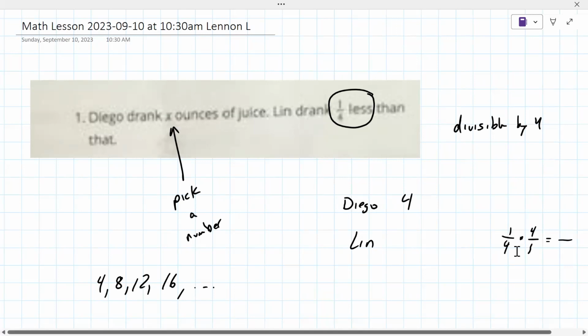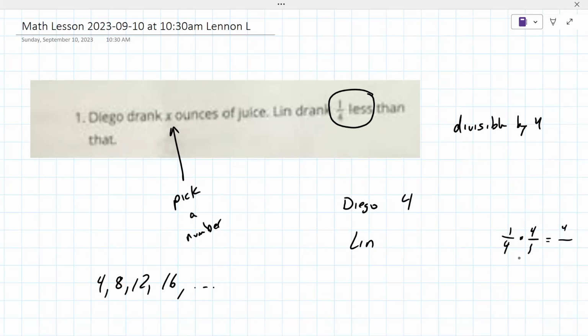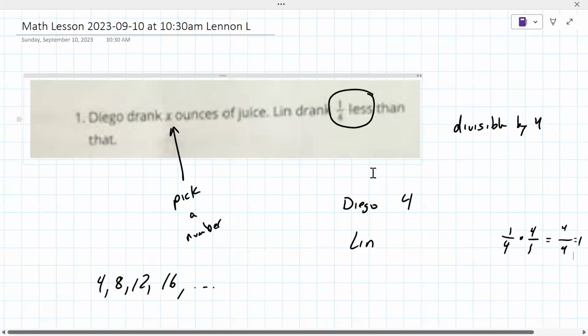Right. So you multiply the tops, you multiply the bottoms. Would it just be 1? It's 4/4, which is 1, but that's how much less. So if Diego drank 4, how much did Lynn drink? 4? Wait. Diego drank 4. Lynn is 1/4 less. We know that 1/4 is 1. So it's 1 less than 4. 3. So now we're just looking for a picture that illustrates that.